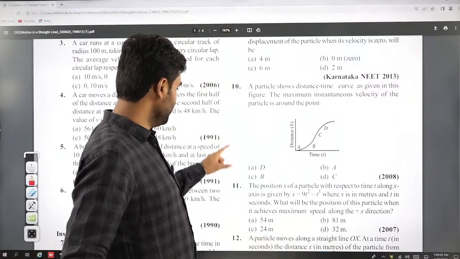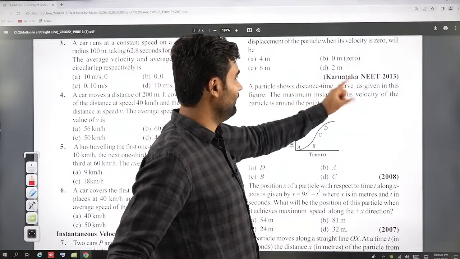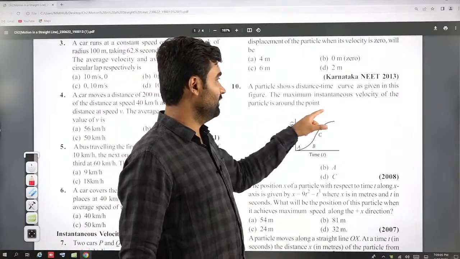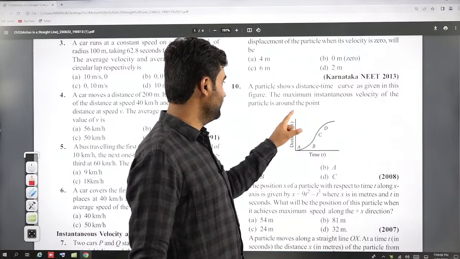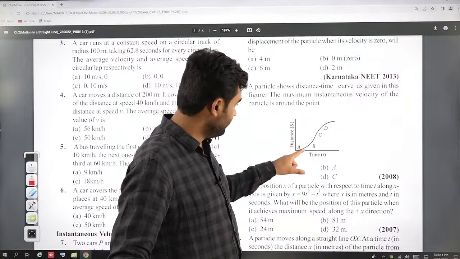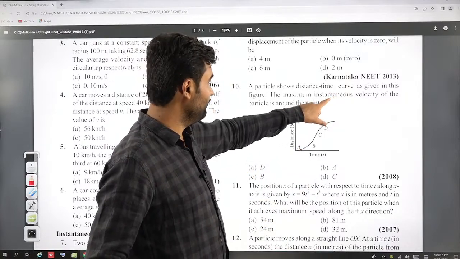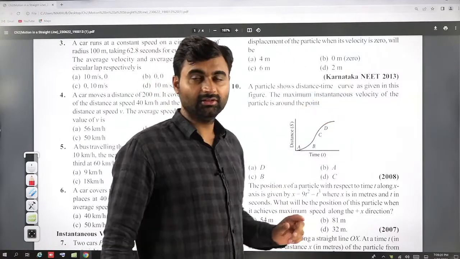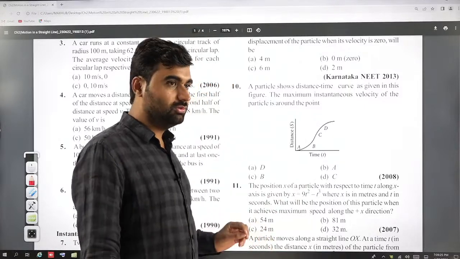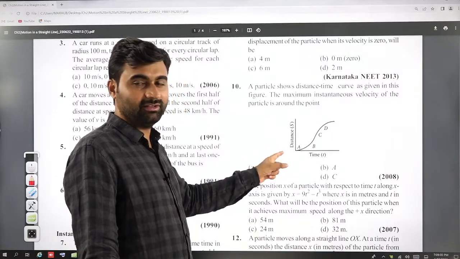Okay, so in this question what we have to find out: a particle's distance time curve is given in this figure. The maximum instantaneous velocity of the particle is around the point. So at which point, or nearer to which point, is velocity maximum, but which velocity? Instantaneous. So that we have to find out. Now velocity we have to find out, and which graph is given? Distance time graph is given.